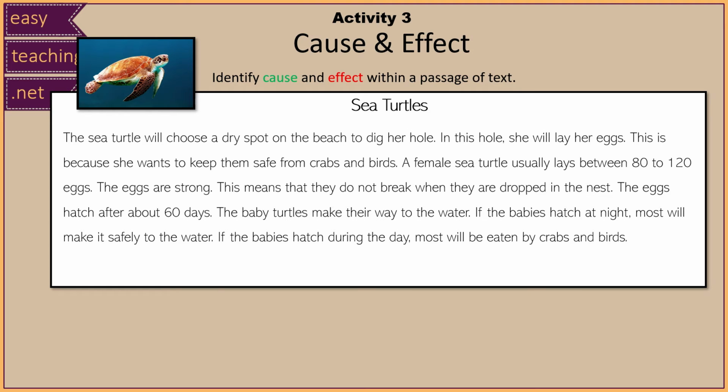A female sea turtle usually lays between 80 to 120 eggs. The eggs are strong. This means that they do not break when they are dropped into the nest. The eggs hatch after about 60 days. The baby turtles make their way to the water. If the babies hatch at night, most will make it safely to the water. If the babies hatch during the day, most will be eaten by crabs and birds.